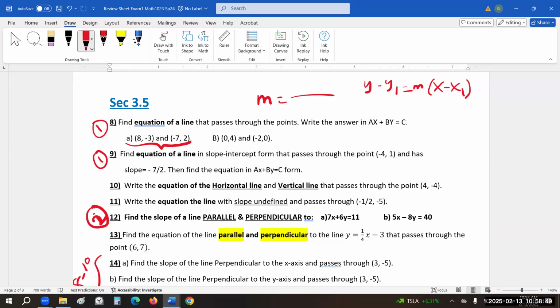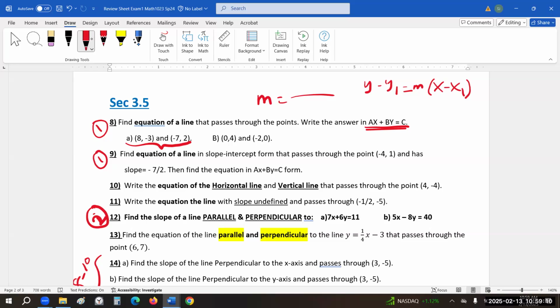And then based on which format they're asking, if they're asking standard form, you need to bring x and y together, constant on the other side, x cannot be negative and no fraction. And if they are asking for slope intercept form, that means it's y equals mx plus b.